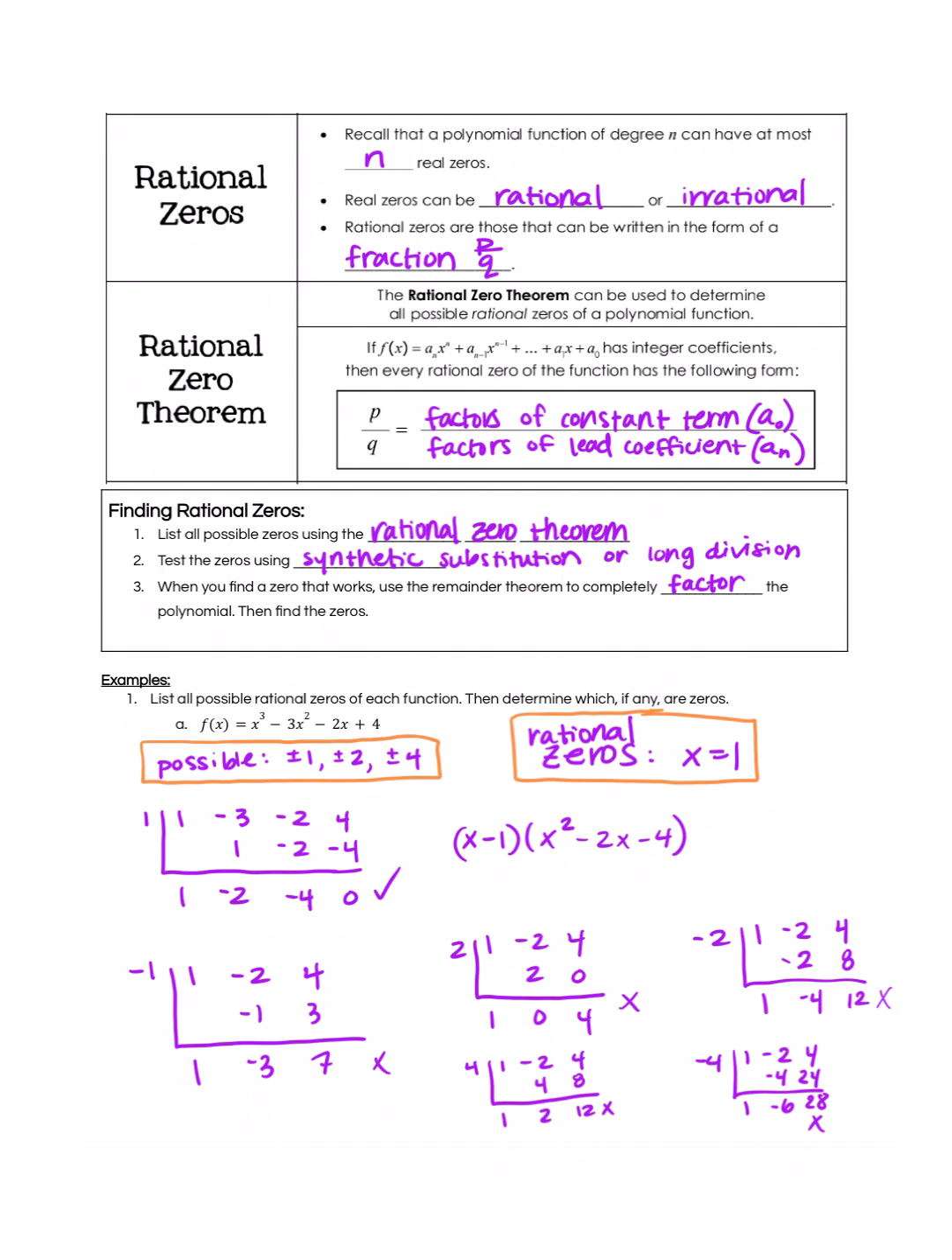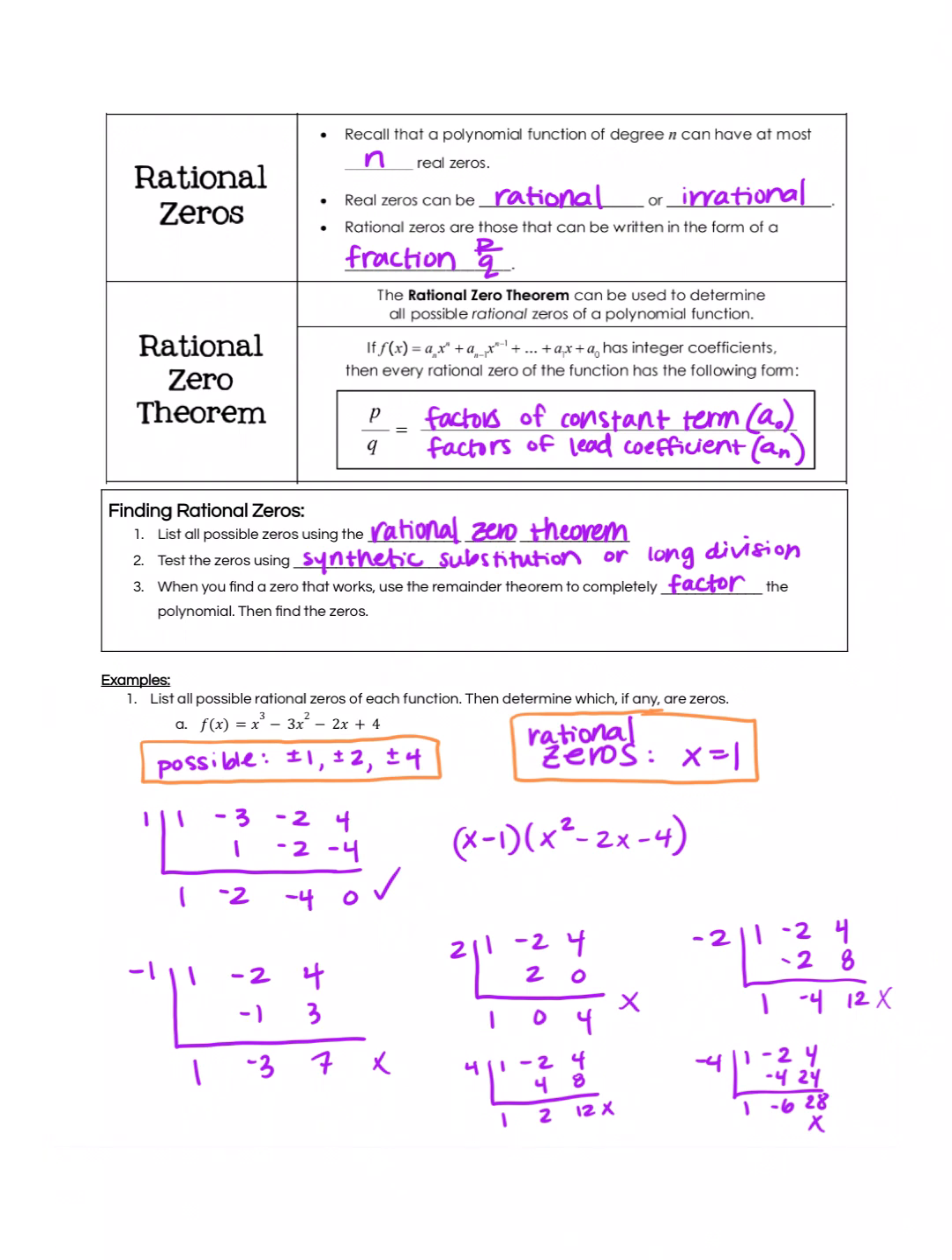So next, for the rational zero theorem, recall that a polynomial function of degree n can have at most n real zeros. That is the fundamental theorem of algebra. Real zeros can be rational or irrational. Rational zeros are those that can be written in the form of a fraction, some p over q. So the rational zero theorem can be used to determine all possible rational zeros of a polynomial function. Not all possible zeros, but all fractional zeros.